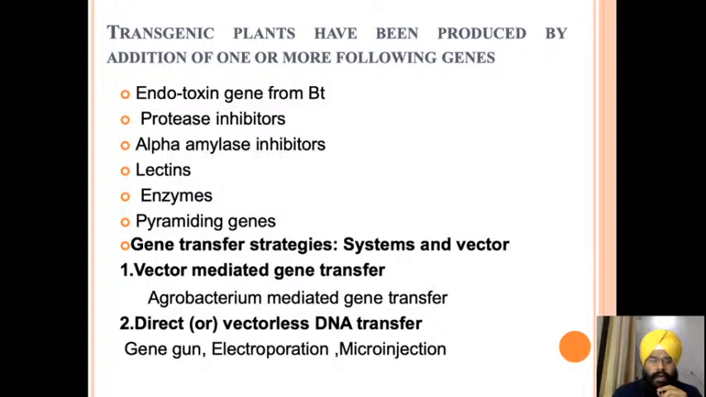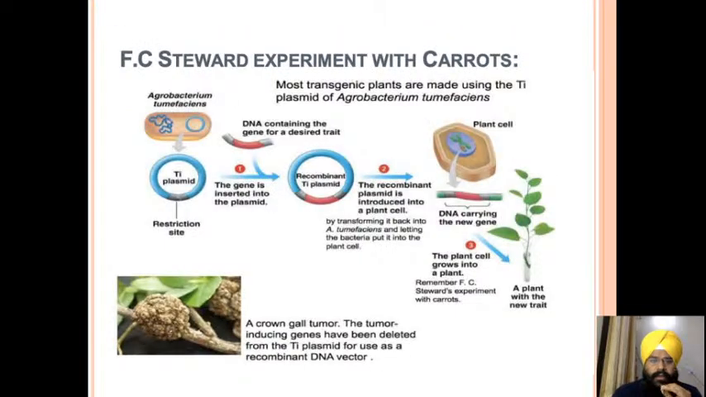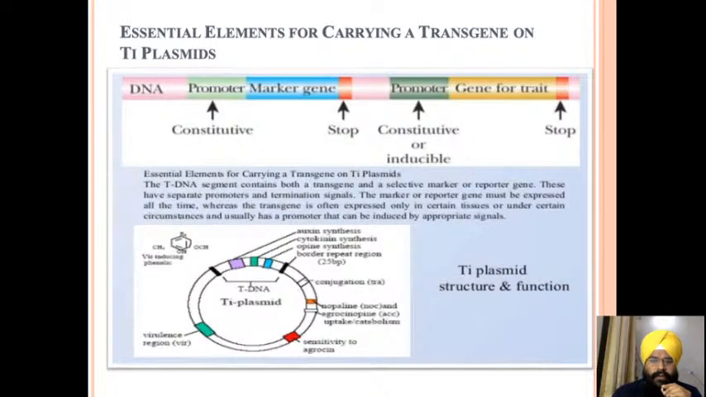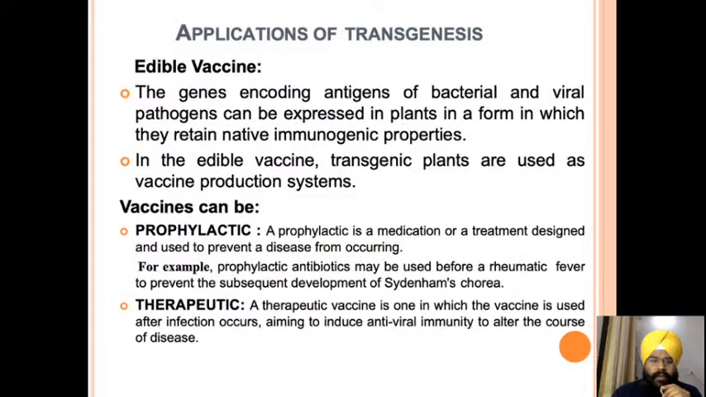It has been improved by addition of one or more of the following genes. Endotoxin genes could be added, like in Bt cotton, protease inhibitors, alpha amylase inhibitors, lectin enzymes. So all are examples of that. We already know vector mediated and direct methods with the gene gun, so I will not go into these details. We have done them quite a number of times now. Gene gun method.